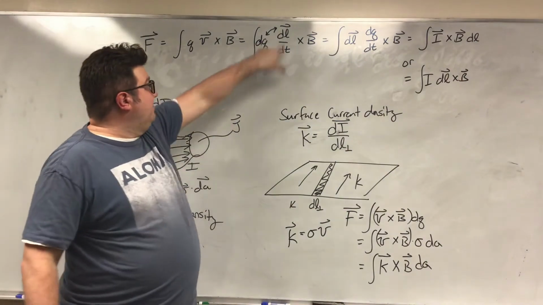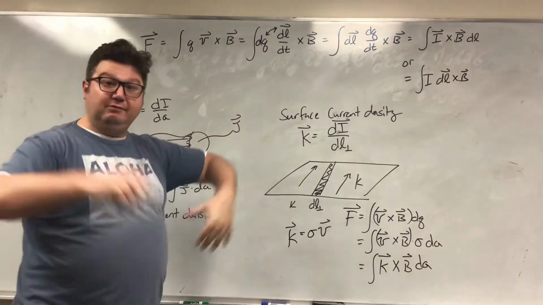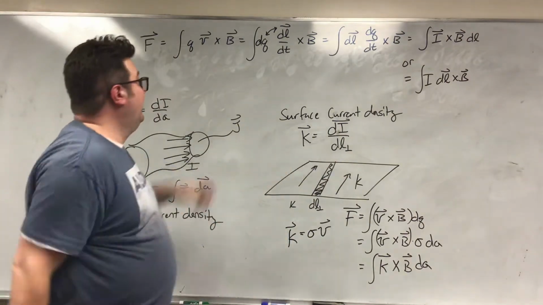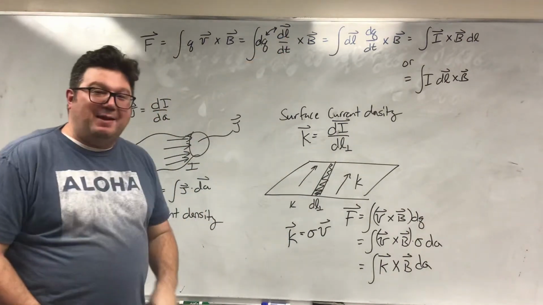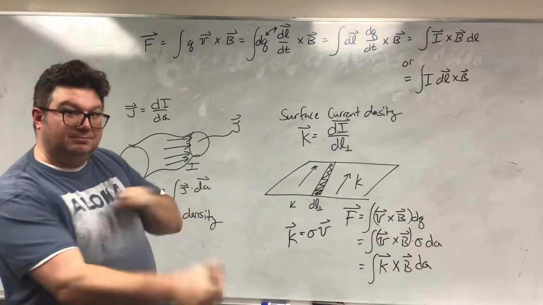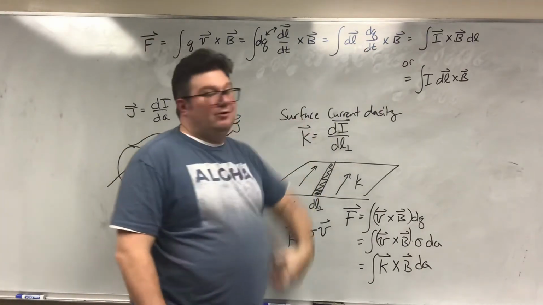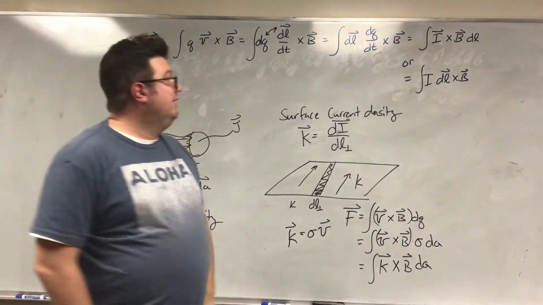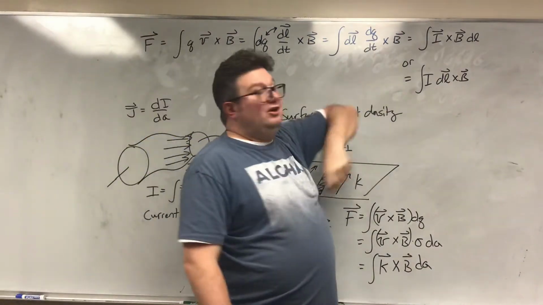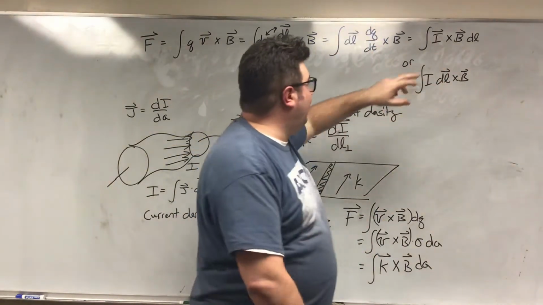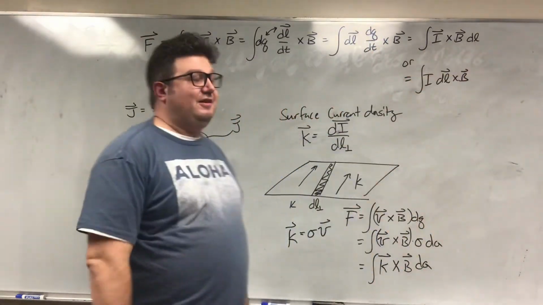The V is dl over dt. That's the velocity. Now I do a switcheroo. I take my dq and my dl and switch them really fast. So I get dl times dq over dt, cross B. But dq over dt is just the current. So I get the current cross B times dl.